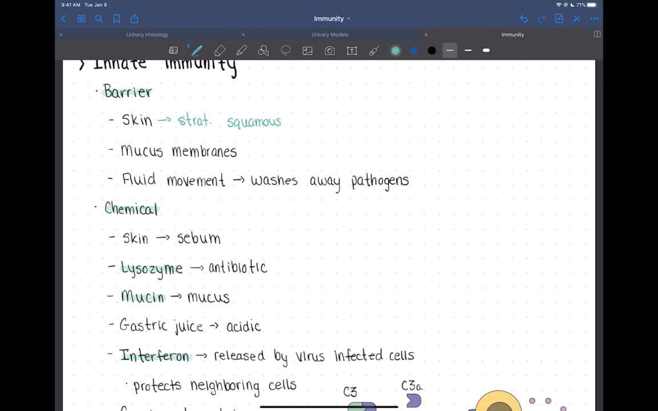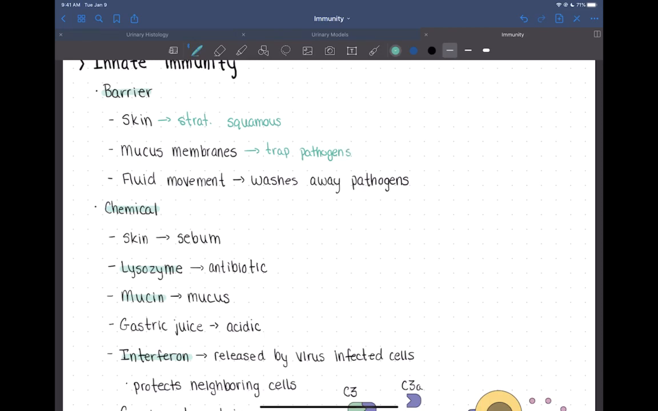We also have lots of mucous membranes everywhere. The respiratory system, the digestive tract, the reproductive tract, the urinary tract, all have mucous membranes, right? And we remember that mucus can trap pathogens, right? To prevent them from moving on to other parts of the body.